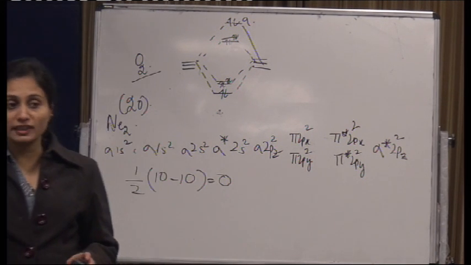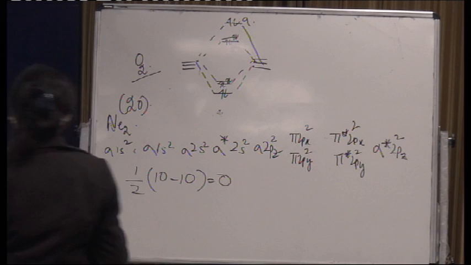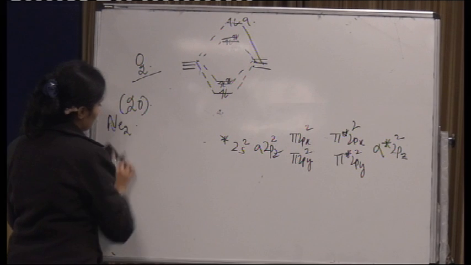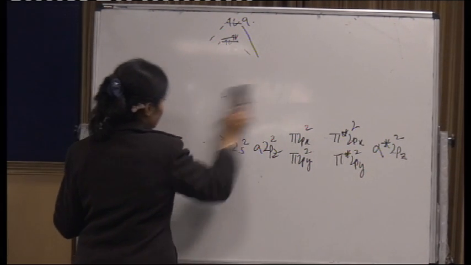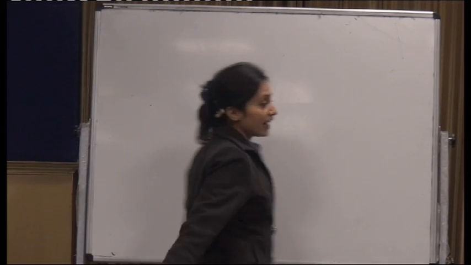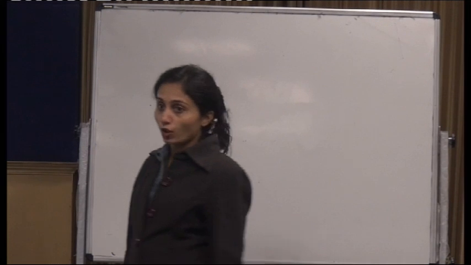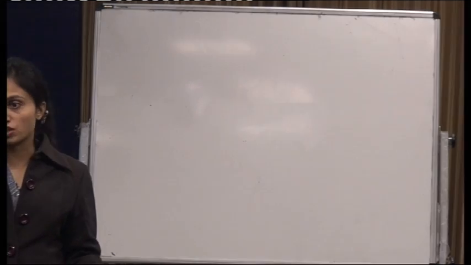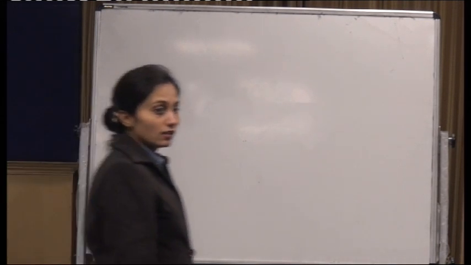Tell me whether N2 will be diamagnetic or paramagnetic quickly. This answers one of the questions that was put up. N2 will be diamagnetic. 14 electrons. You know that it is sigma 1s2, sigma star 1s2, sigma 2s2, sigma star 2s2. Then you have pi 2px2, pi 2py2, sigma 2pz2, and the rest are all zeros. So all are paired up, so it is diamagnetic.